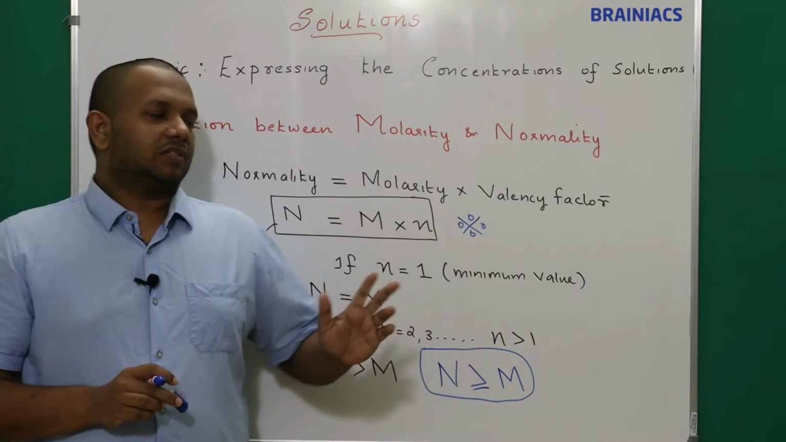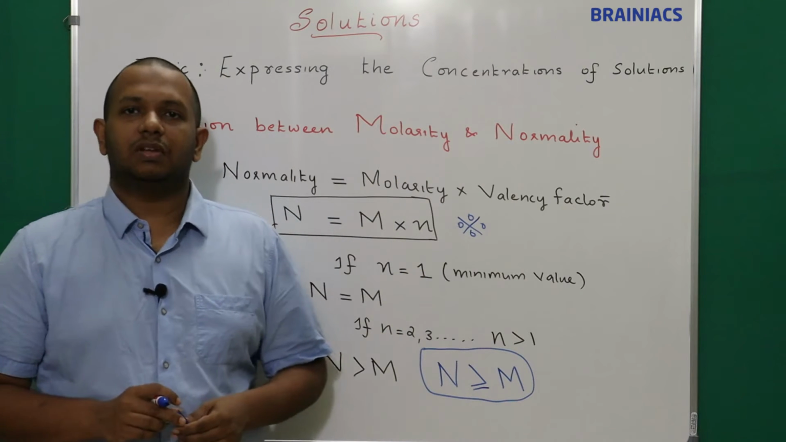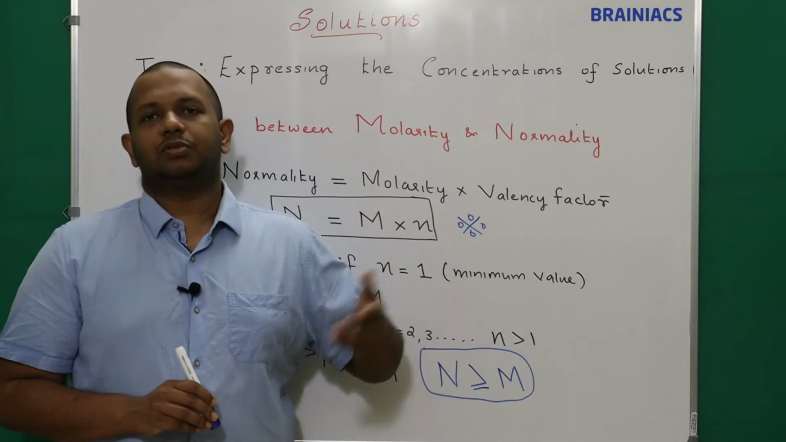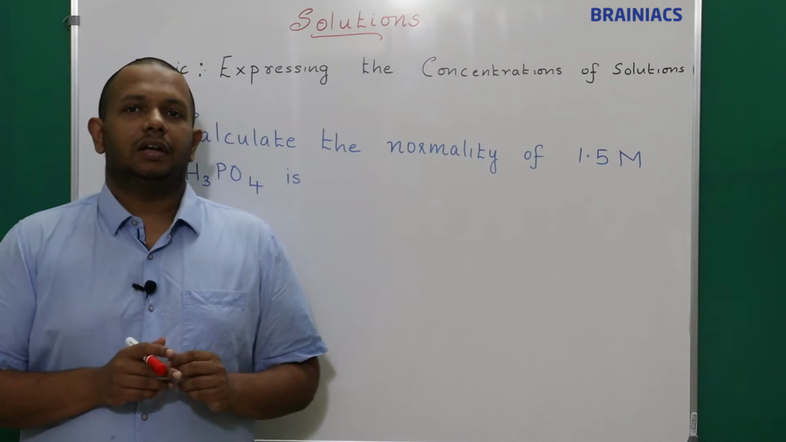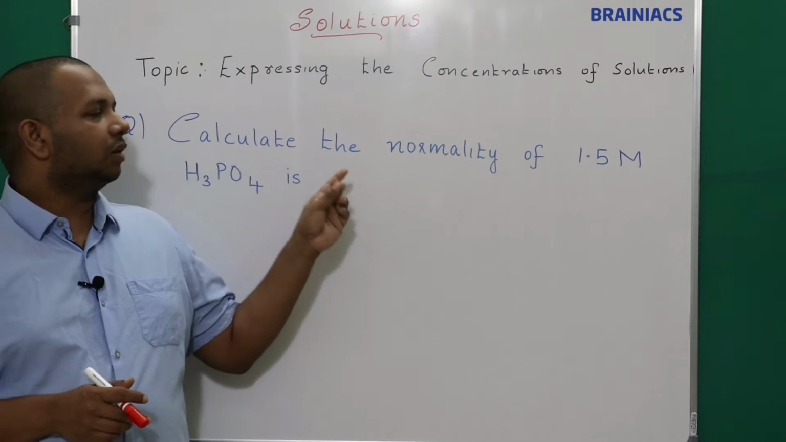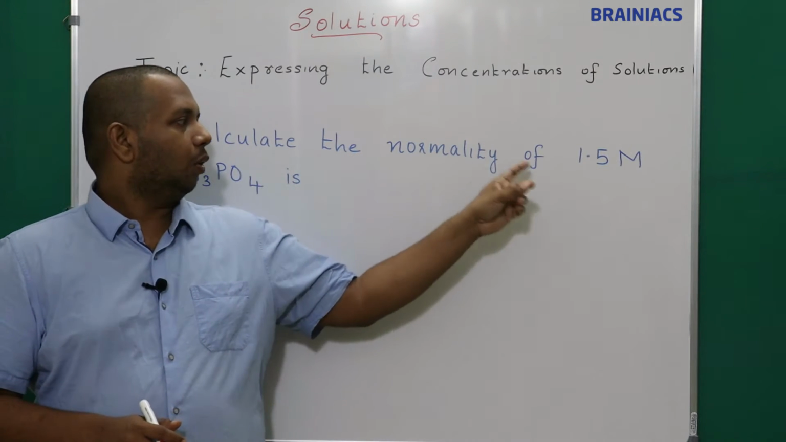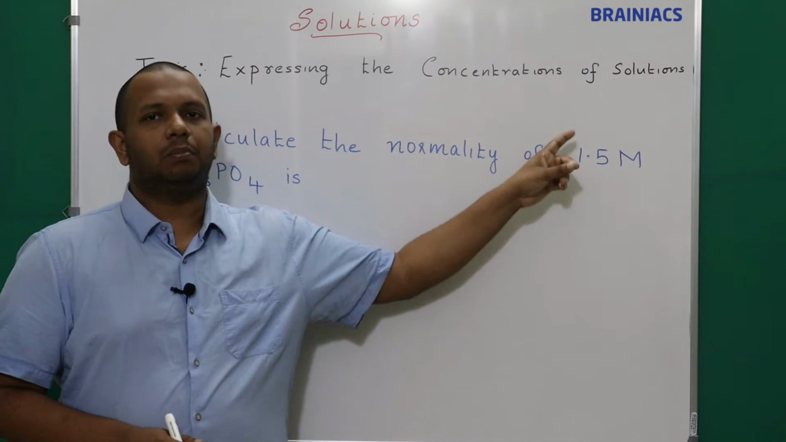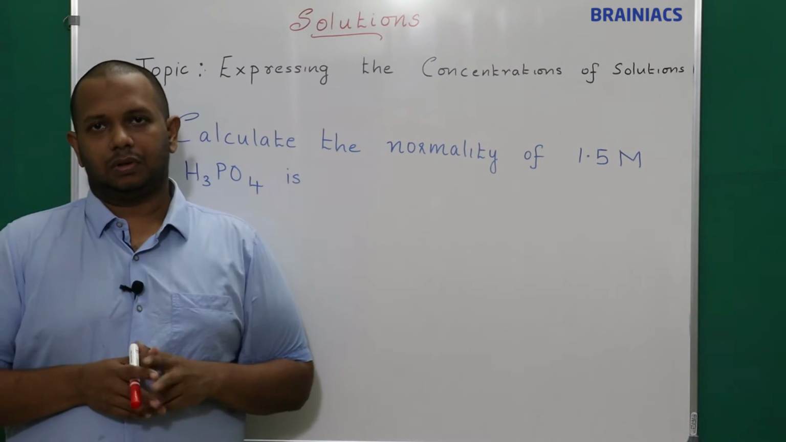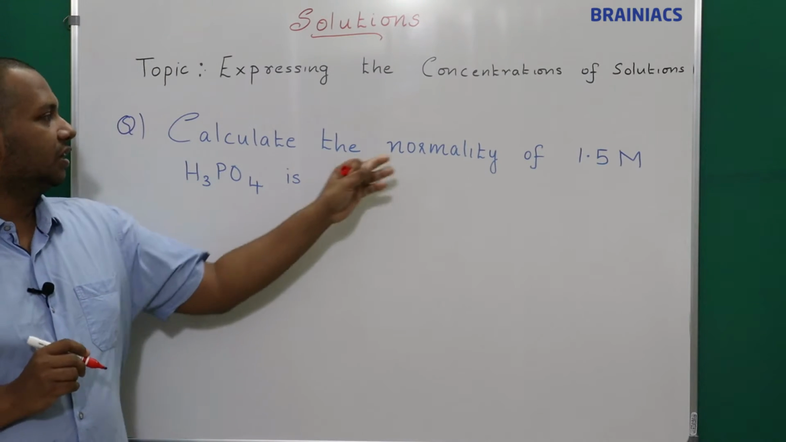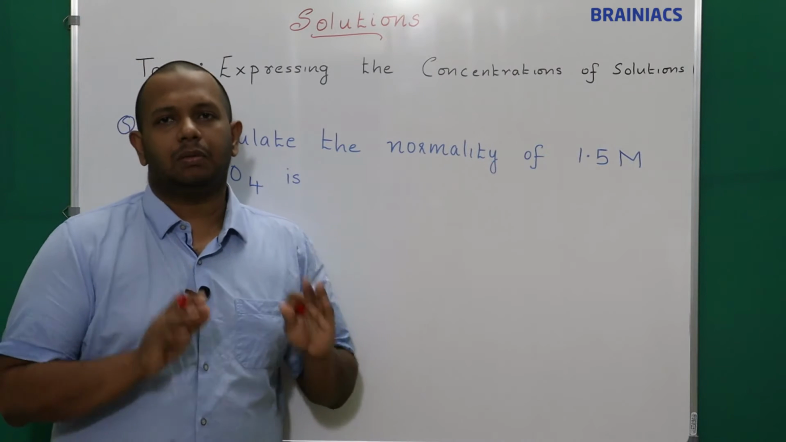Okay. So next I will try to do one question based on this, and then we will switch to the next topic. Hope you understood the concept. Okay, go through the question. The question is, calculate the normality of 1.5 molar H3PO4. So they are asking me normality, and what they have given here is molarity.